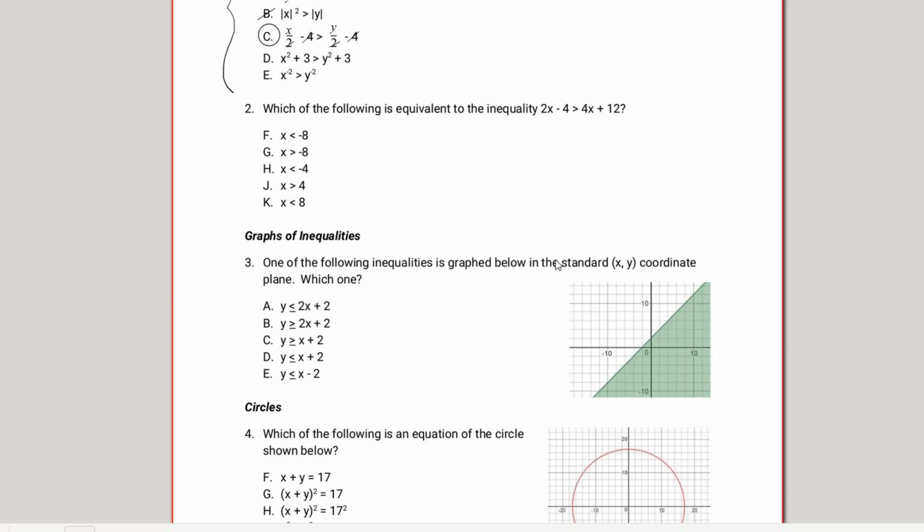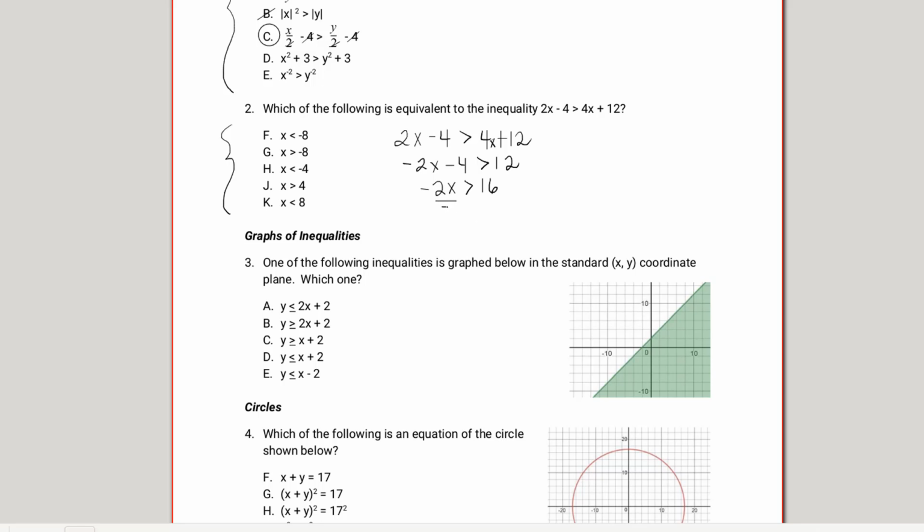Which of the following is equivalent to the inequality 2x minus 4 is greater than 4x plus 12? When we look at our answer choices, that may give you a little clue on what we need to do. It looks like we've put the x on the left-hand side and anything else on the right-hand side. So let's try to work that out here. We have 2x minus 4 greater than 4x plus 12. Let's subtract 4x from both sides, and we get negative 2x minus 4 is greater than 12. Add 4 to both sides, and we get negative 2x is greater than 16.